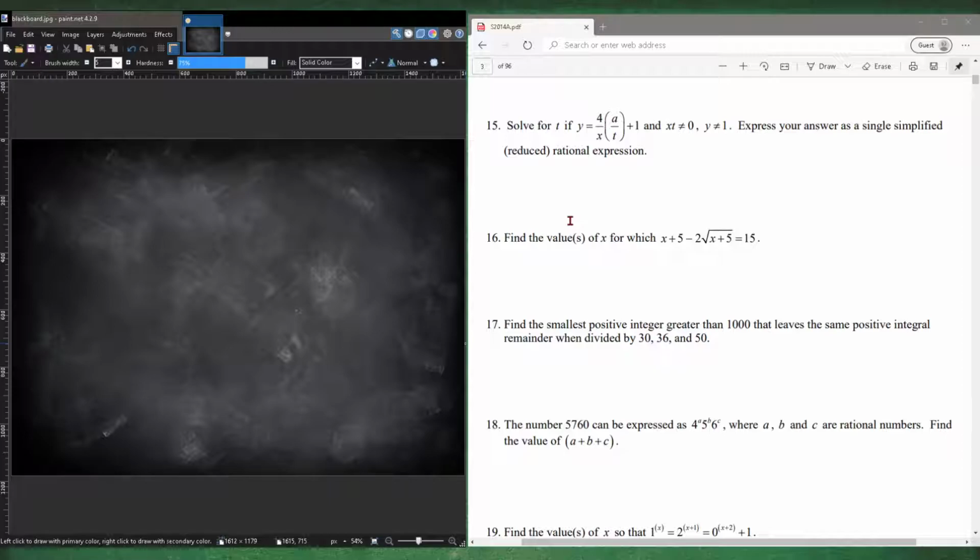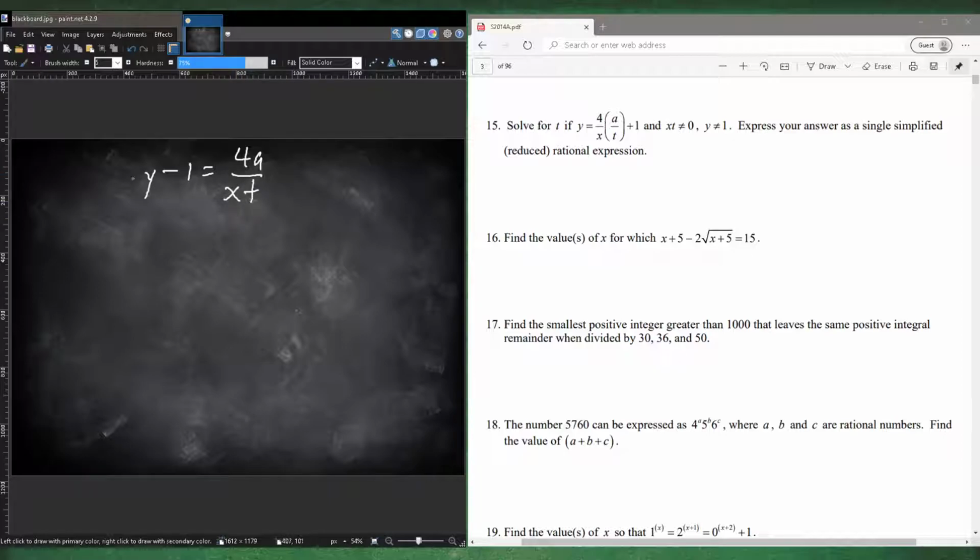15. Solve for t if y equals 4x times a of t plus 1. And you don't have to read the rest of these usually because they're just telling you it cannot be undefined. So y, let's just minus 1 because it's a constant. So 4a over xt. So we need to solve for t.